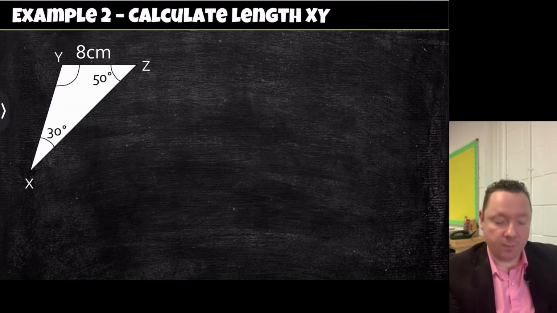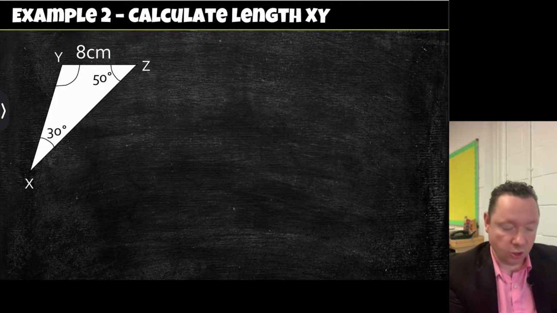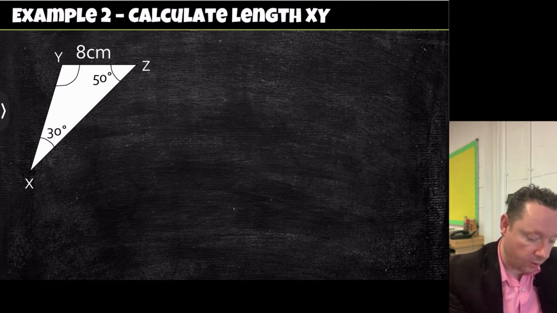The second example of calculating a length with trigonometry using the sine rule, we've got this triangle labelled X, Y and Z, and it says calculate XY. So XY is along here, that's opposite this angle, so we could call that angle our Z, I suppose. And we also have this pair.